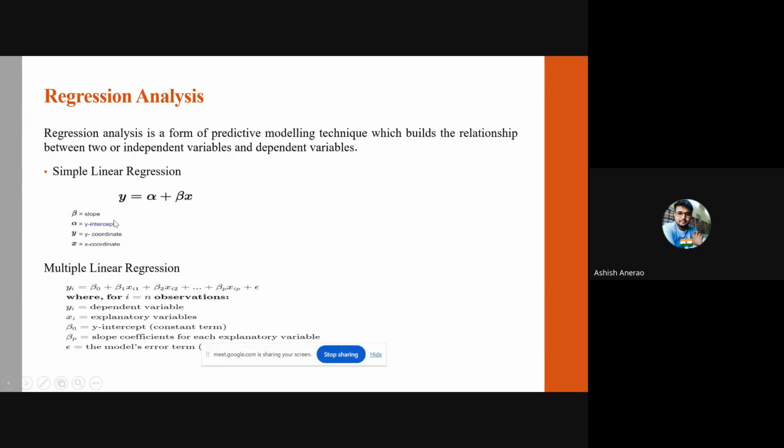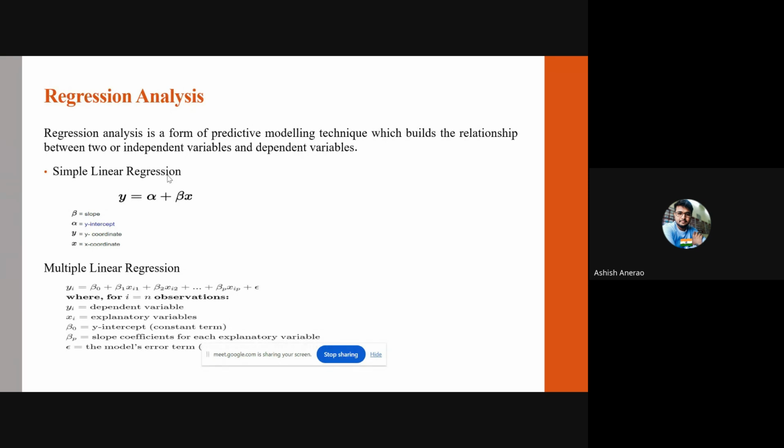There are again so many types of regression: simple linear regression, multiple linear regression, polynomial regression, stepwise regression, robust regression, lasso regression. But in general, we use two types: simple linear regression and multiple linear regression. In simple linear regression, x is the independent variable, y is the dependent variable, alpha and beta are the parameters, and one term remaining is e, the error.